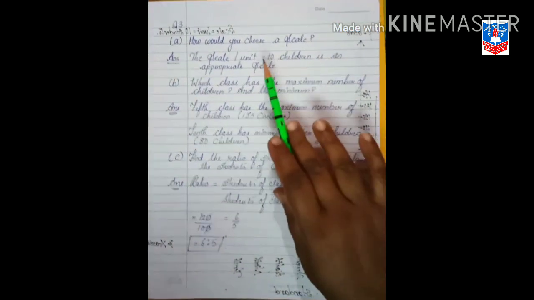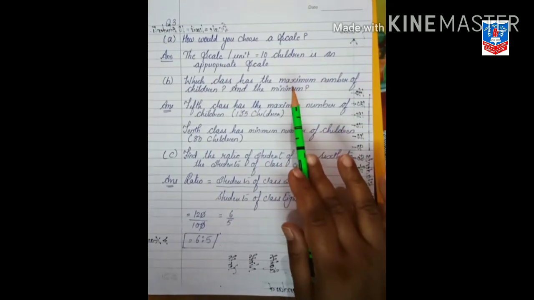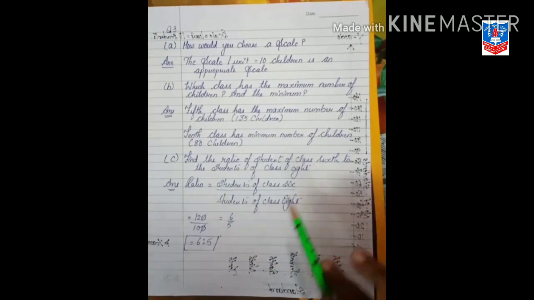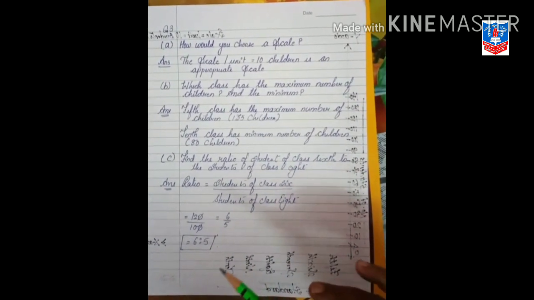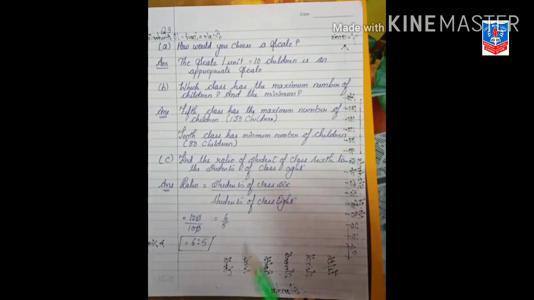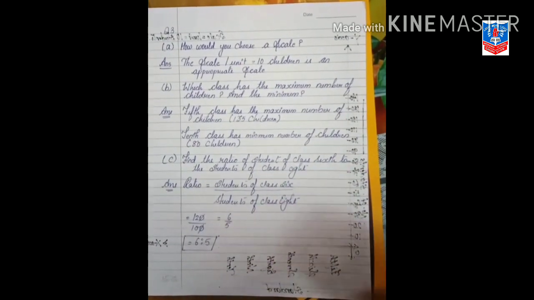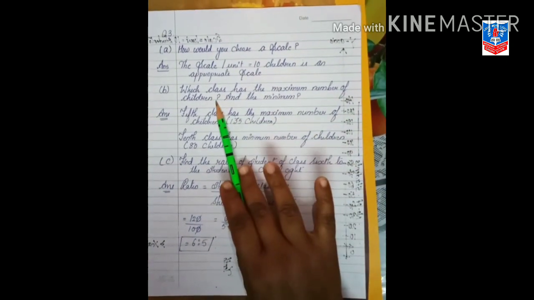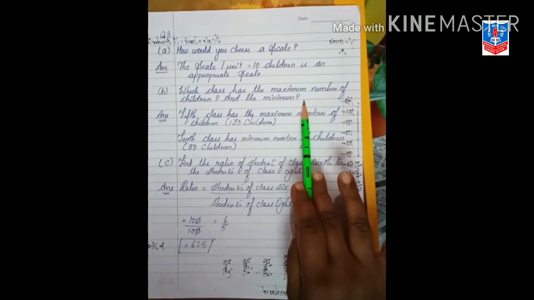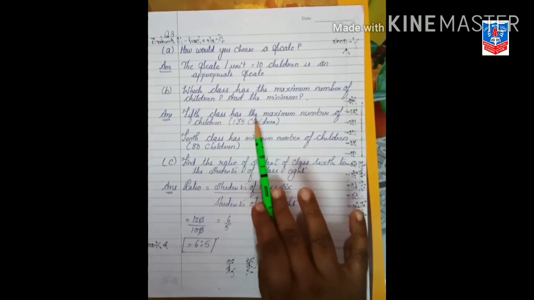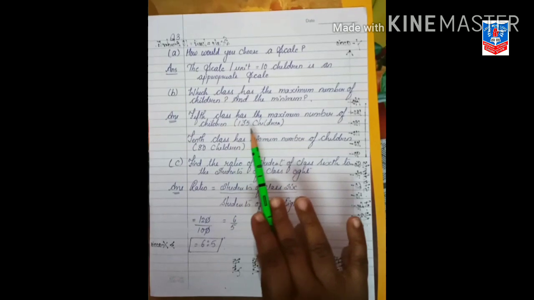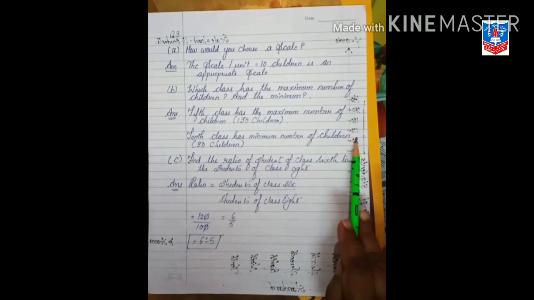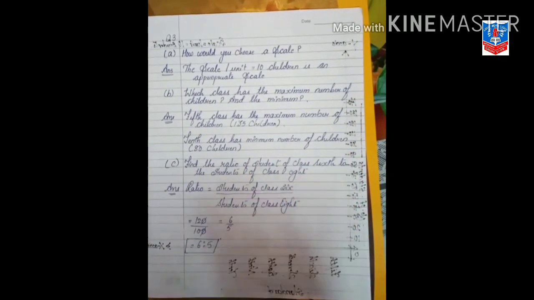First question is, how would you choose a scale? Now see, our biggest data is 135 and we are taking 1 unit is equal to 10 students. So 140 divided by 10 is 14. There will be 14 units. Next question is, which class has the maximum number of children and the minimum? Now see, 5th standard has the maximum number of children, that is 135, and 10th class has the minimum number of children, that is 80 children.